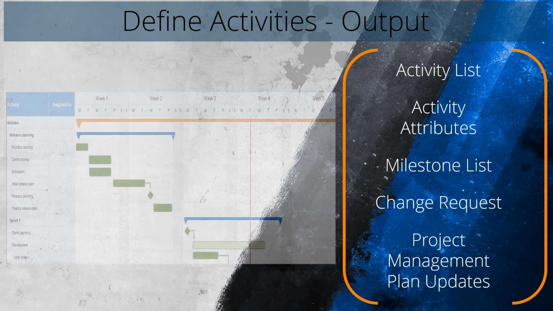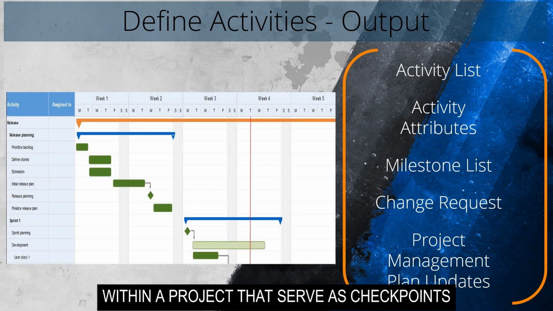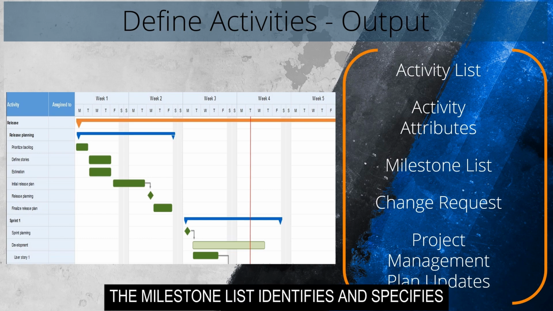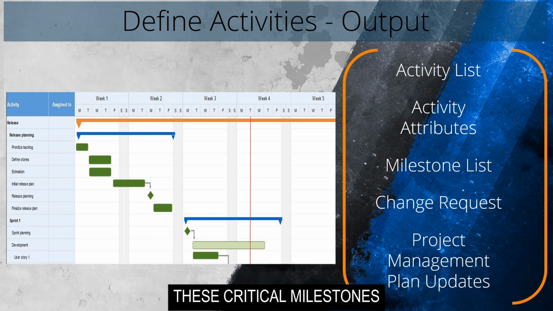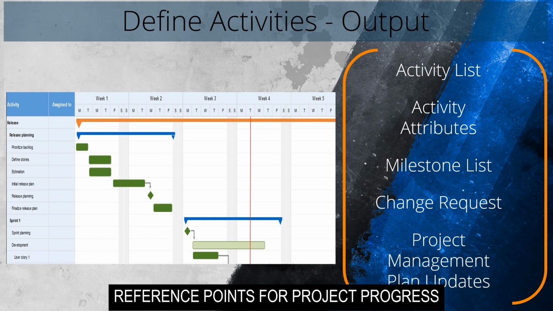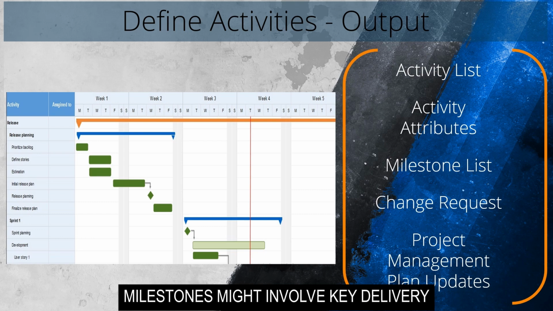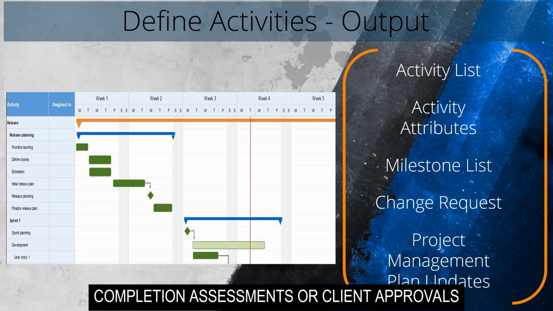Milestone list. Milestones are noteworthy events or accomplishments within a project that serve as checkpoints. The milestone list identifies and specifies these critical milestones, giving unambiguous reference points for project progress. Milestones might involve key delivery completion, assessments, or client approvals.